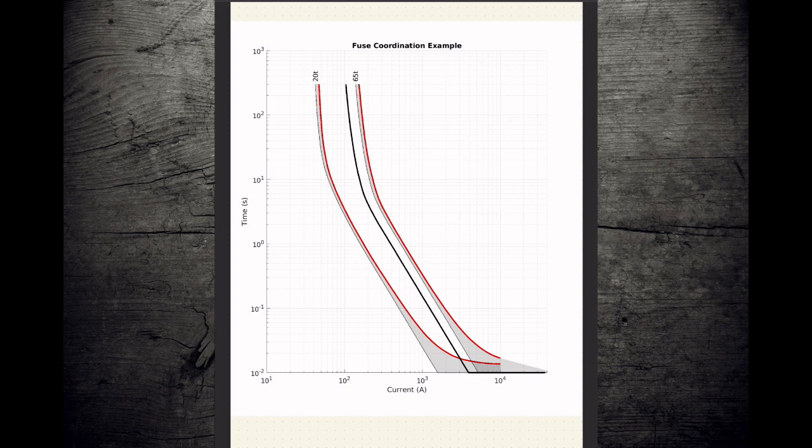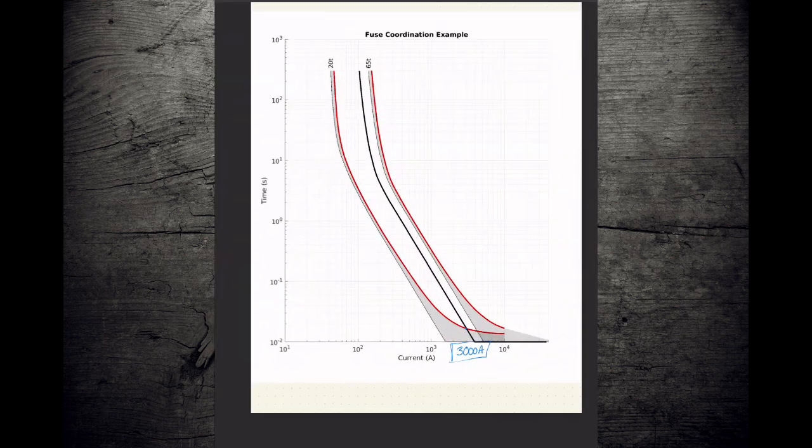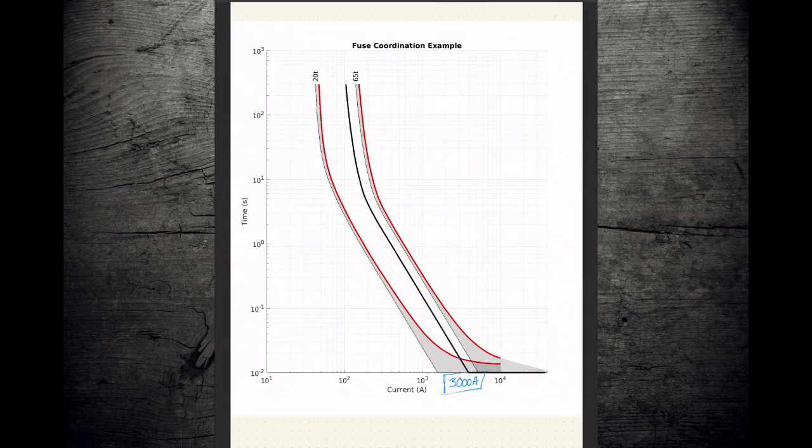So the question we were trying to solve is, what was the maximum coordinating current? So we're looking for the spot where our coordination margin crosses the maximum clear of our upstream device. So we're looking for this spot right here. And we can see that that happens right around 3000 amps. So the answer to our question is 3000 amps.